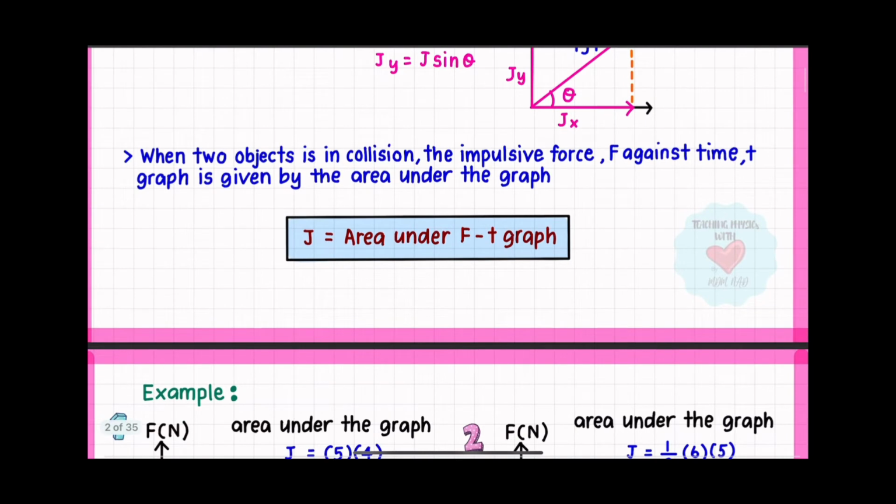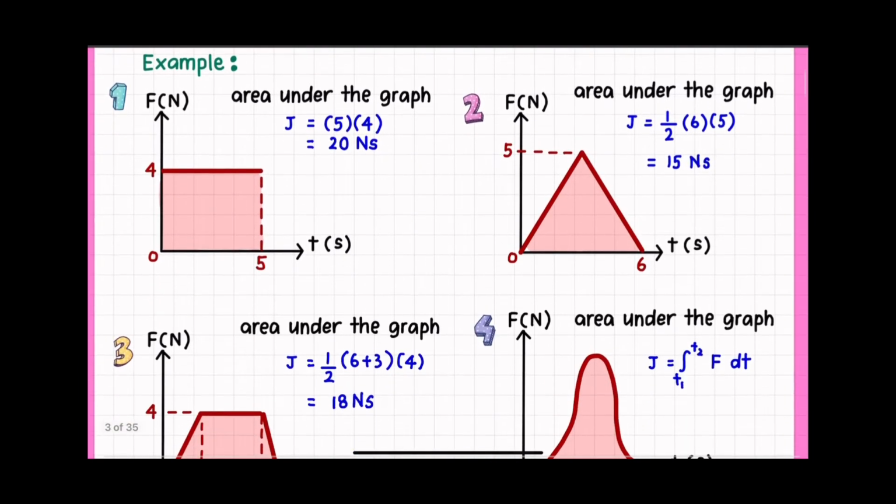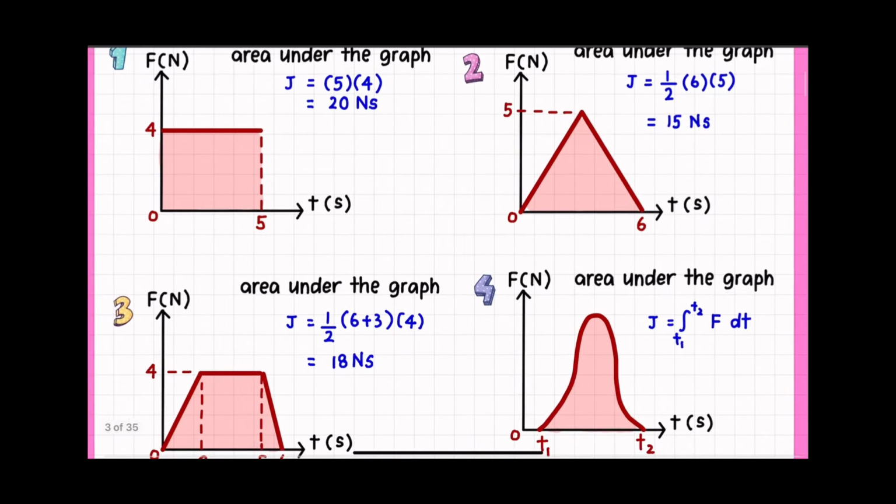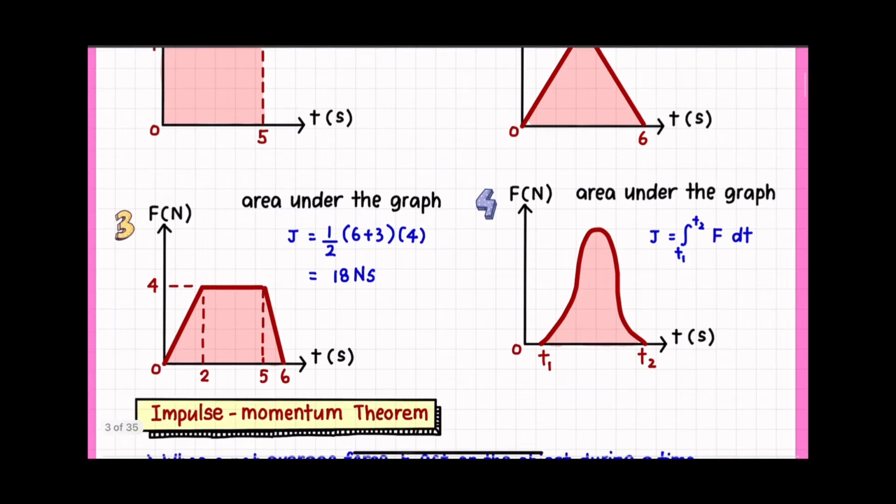Okay, so when two objects are in collision, the impulsive force F against time t graph is given by the area under the graph. So the area under the F-t graph represents impulse. Ni adalah contoh lah. So area under the graph ni, you kira lah, you akan dapat 20 newton seconds. So this one is 15 newton seconds, depending on the shape of the F-t graph lah. So area under the graph adalah merujuk kepada impulse. Yang ni kena integrate lah. So ini tak adalah dalam syllabus kita.